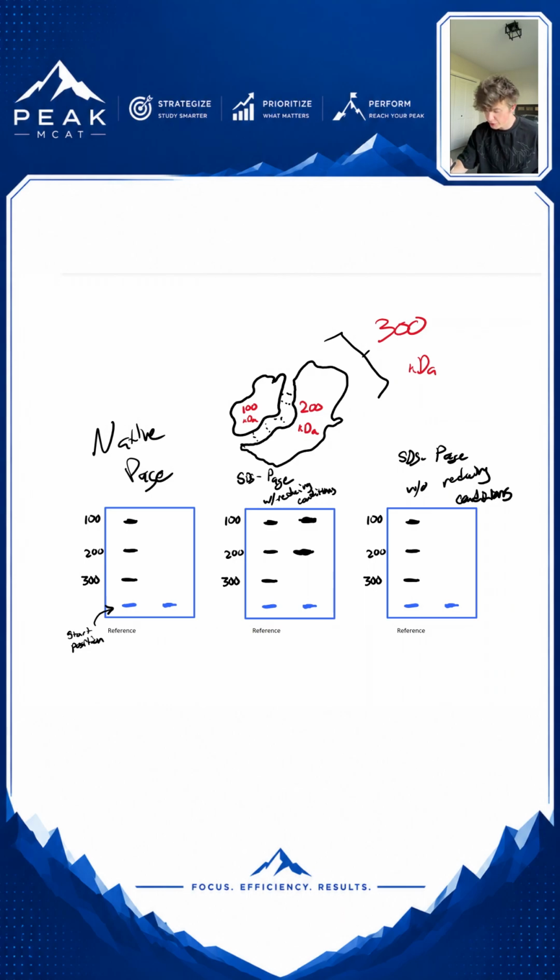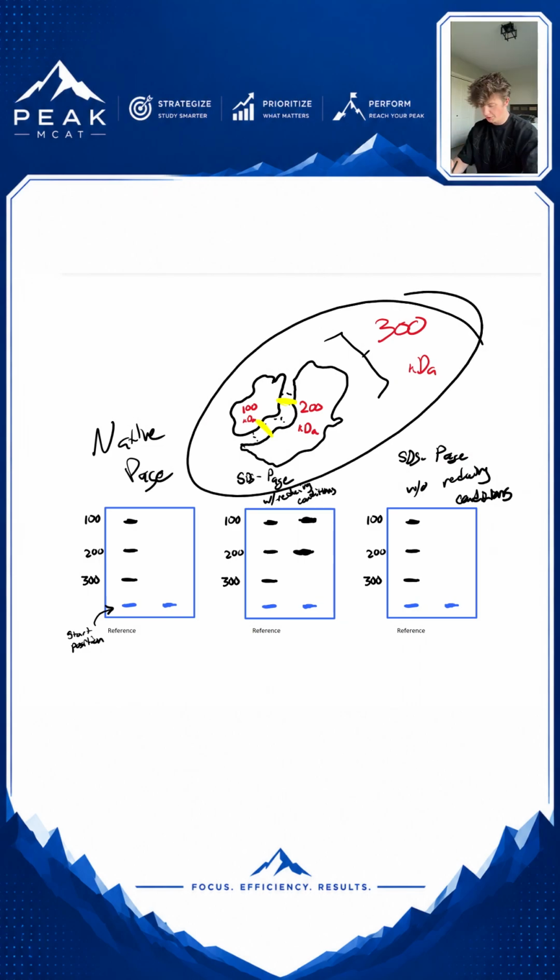SDS, or sodium dodecyl sulfate, is a chemical denaturant that will separate the proteins. But it will only do so if they're not covalently connected via a disulfide bond. So if this protein was connected via hydrogen bonding, like in this scenario, it would migrate as a 100 band and a 200 band. However, if the protein was connected via disulfide bonds, they would not be reduced because the conditions are non-reducing. Therefore, this protein will show up as a full dimer at 300 kilodaltons.